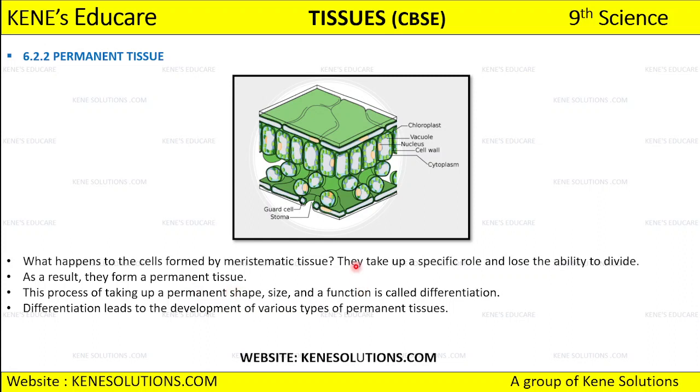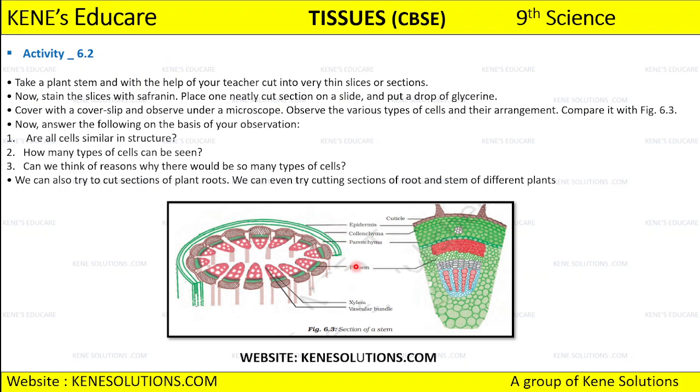Permanent tissue बन गया है. So the process where it is taking up a permanent shape, permanent size and a permanent function, we call this process differentiation. ठीक है, क्या बोलता है? Differentiation. Now once we have this differentiation, it leads to development of various types of permanent tissue. So we have simple permanent tissue and we have complex permanent tissue.